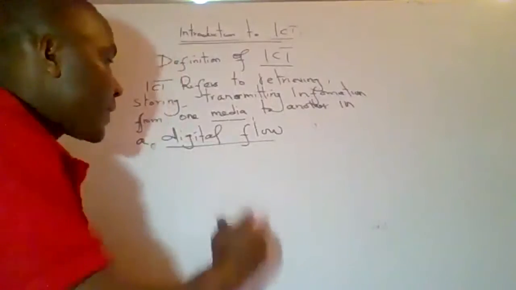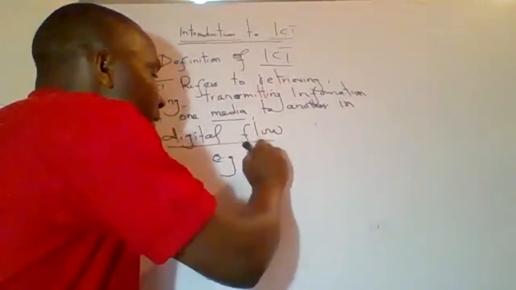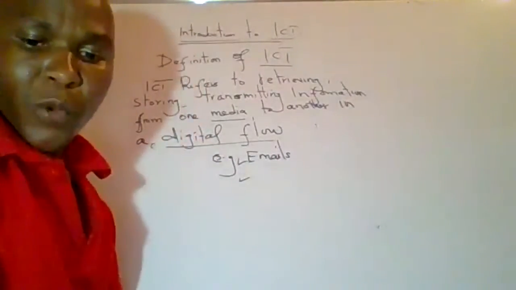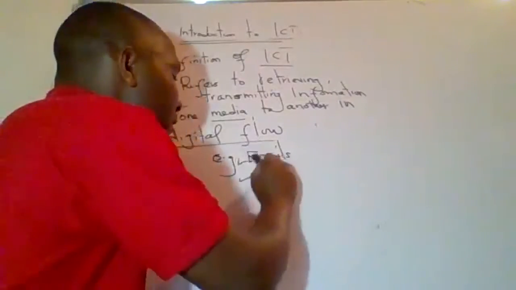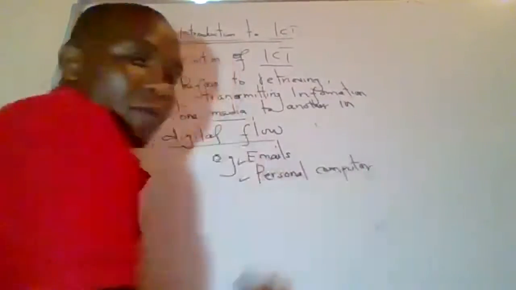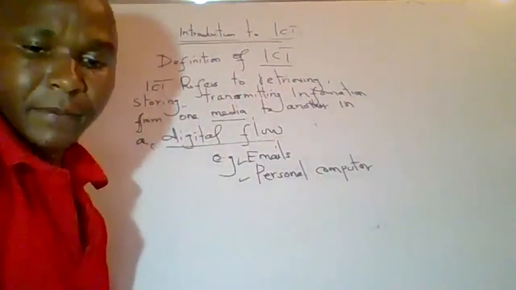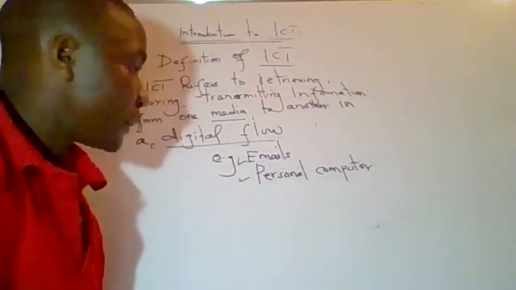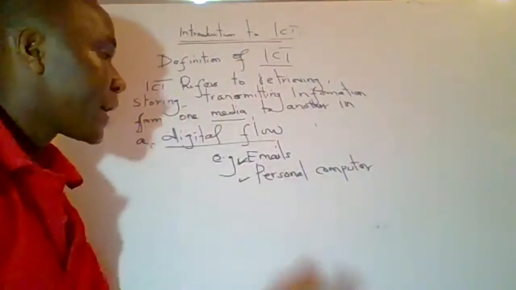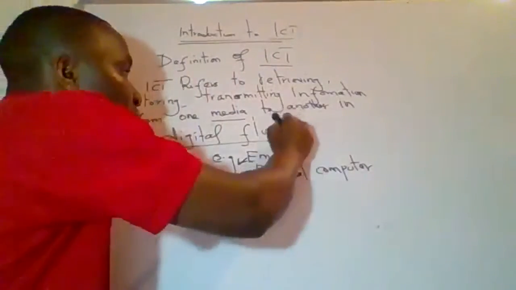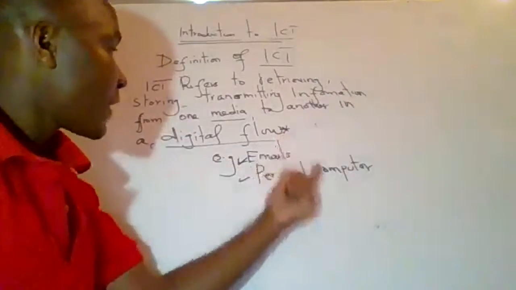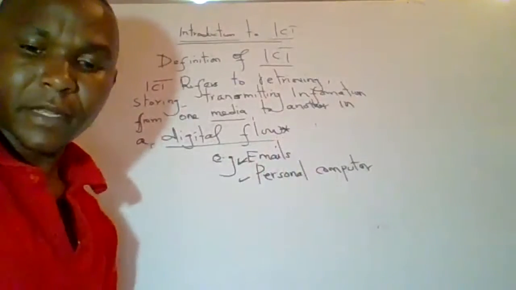In a digital flow. Then you say, e.g., we have emails. Number two, we have personal computer. Number three, so easily, these are the example of what way you can send data online or in a digital form. Right? So those are the means which you can use to transport the data.